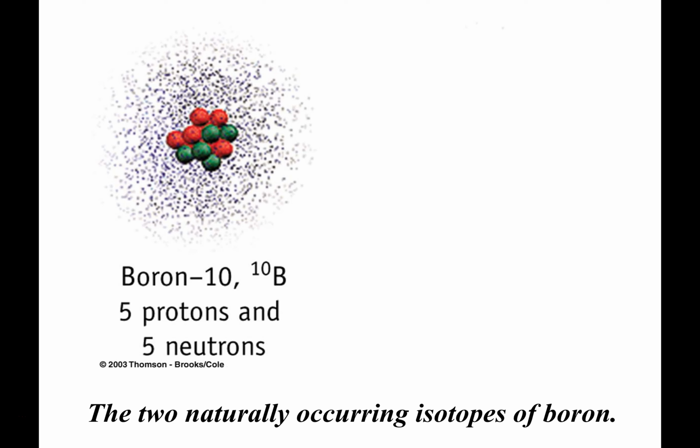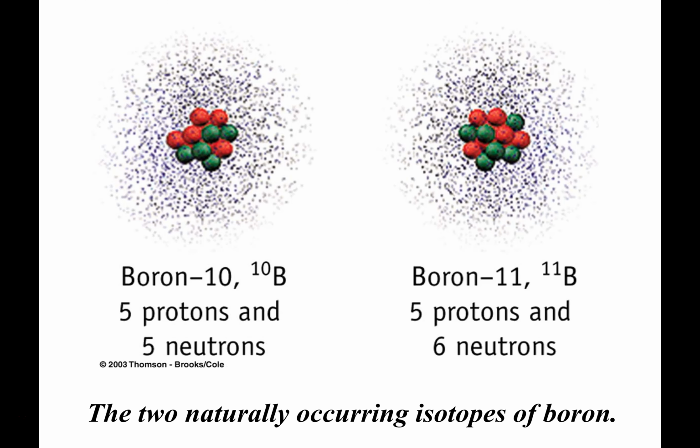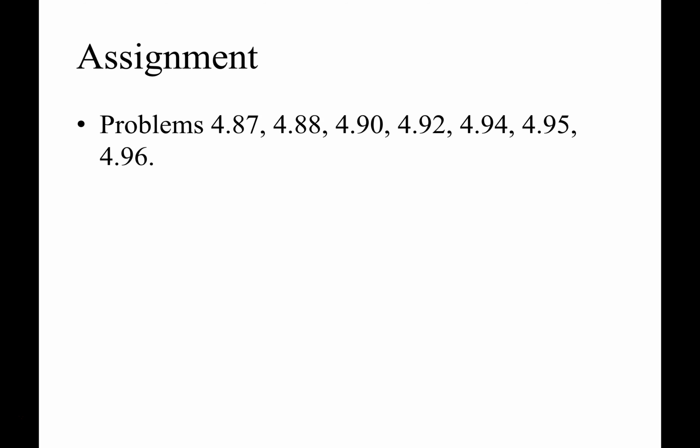So boron, we can find it on the periodic table. It's got 5 protons, and I'm trying to show you 2 different versions of boron here. This one has 5 protons and 5 neutrons, so this would be boron 10. And this one has 5 protons and 6 neutrons, so it literally would weigh more. Now its mass number is 11, so it's boron 11. And these will be due Monday.